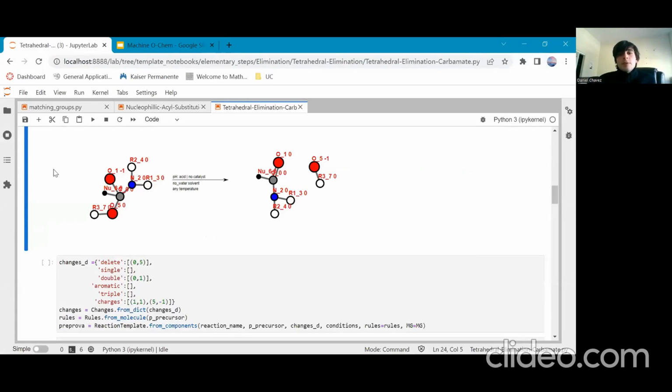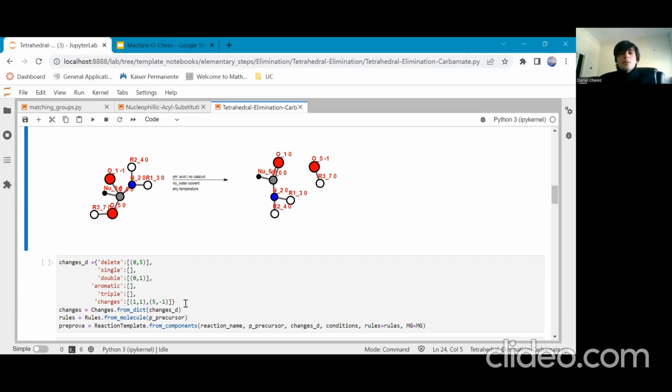This is an elementary step reaction template for tetrahedral elimination of a carbamate ester. As Vivian mentioned earlier, an elementary step is one step in a series of simple reactions that show the progress of a reaction at the molecular level. So each template applies transformations to a reactant molecule. These transformations can include deletion, or a single bond, or a double bond, aromatic, triple bond, or a difference in charge.